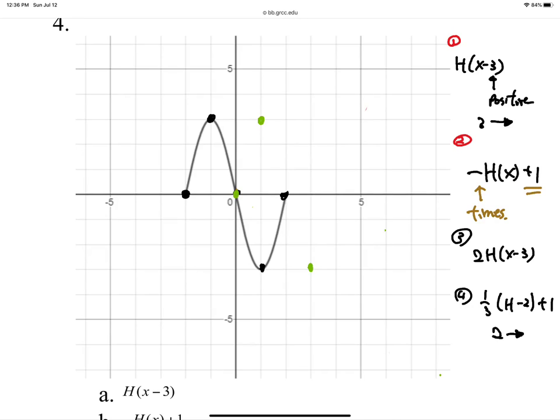1, 2, and 1, 2. So there we go. Okay. And then we gotta multiply by 1/3. So 1/3 means what? All the y values get multiplied by 1/3.